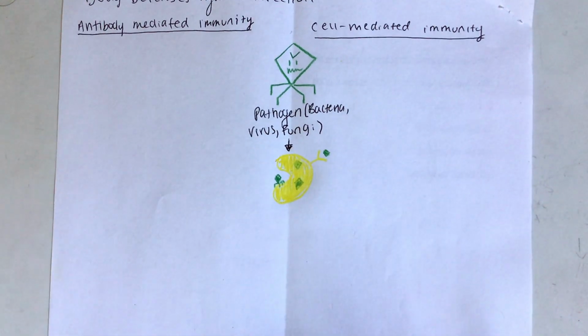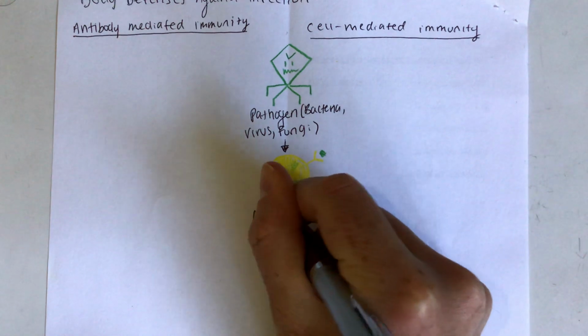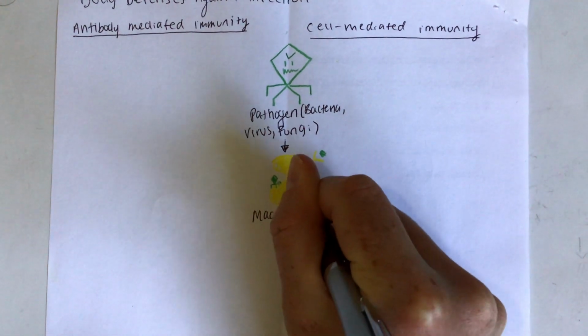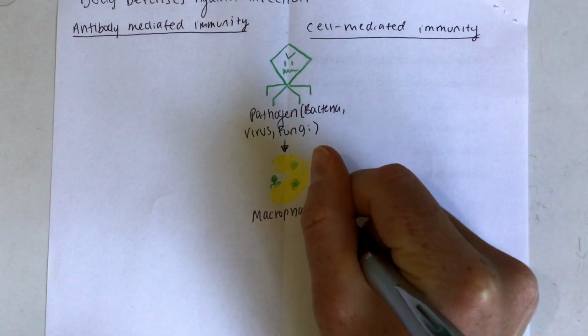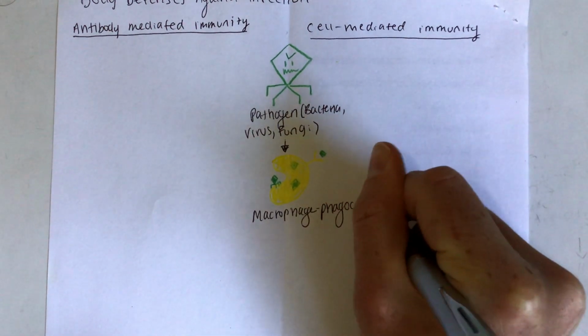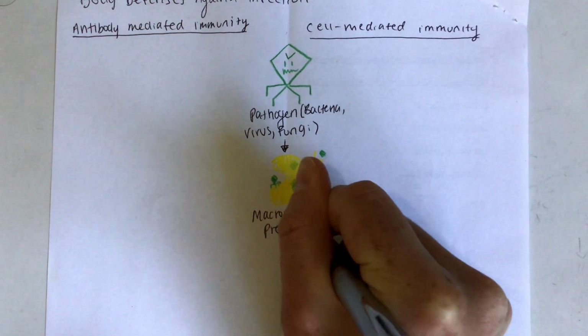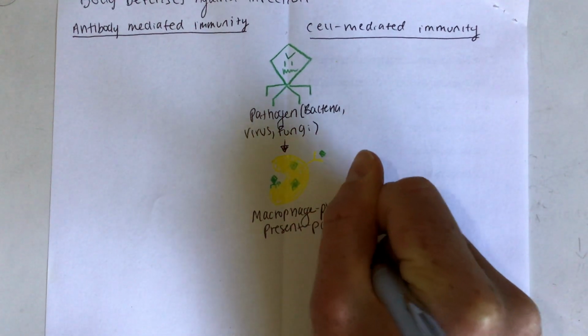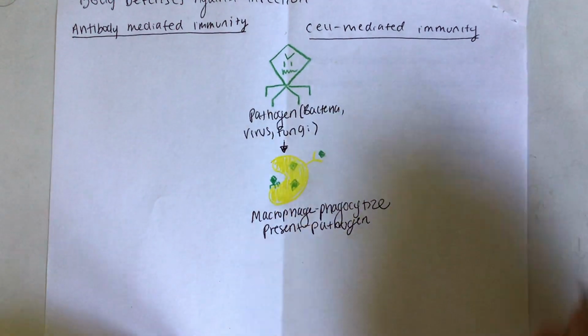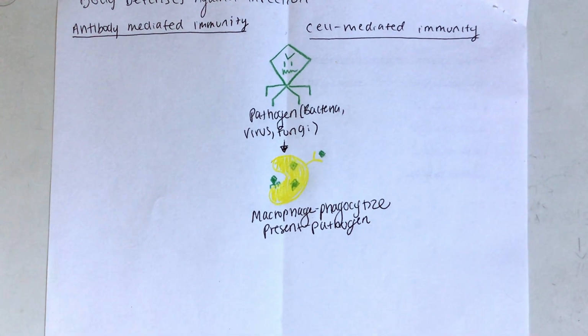Okay, so this is our macrophage, whose job is to phagocytize and present the pathogen. And once it does that, like I said, it wants to show it off to all of its friends. And so it's going to wander around through the blood and most likely bump right into a helper T cell.